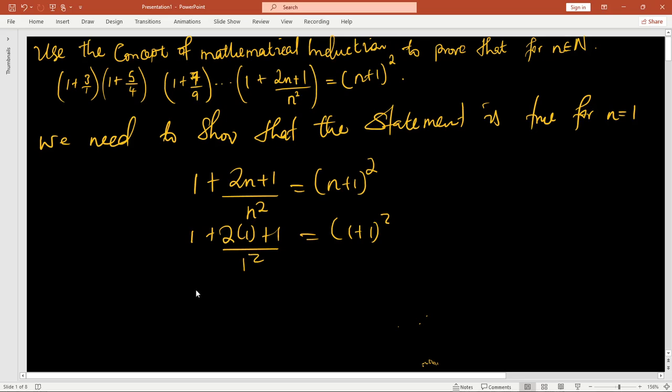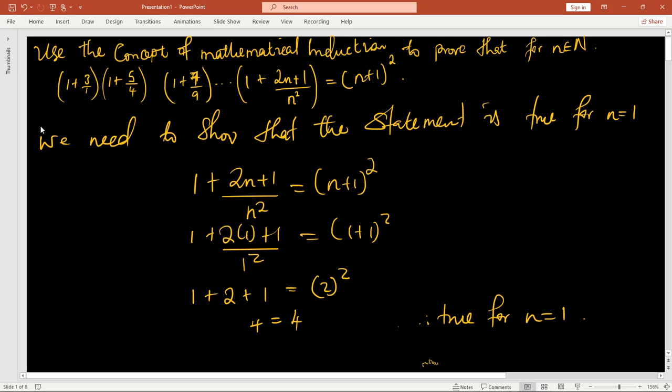Alright, then we have 1 plus 2 by 1, we get 2, plus 1, equal to this side we have 2 squared. So 1 plus 2, 3 plus 1, we get a 4, equal to 2 squared, we get a 4. Now the left hand side is equal to the right hand side, so we're simply going to say therefore this is true for n equal to 1. Alright, we go to step number 2, which is the inductive hypothesis.